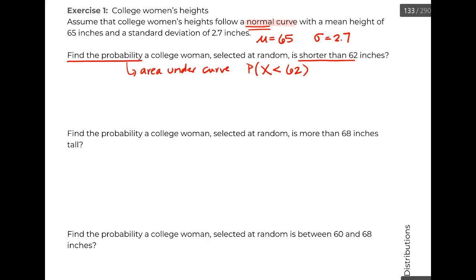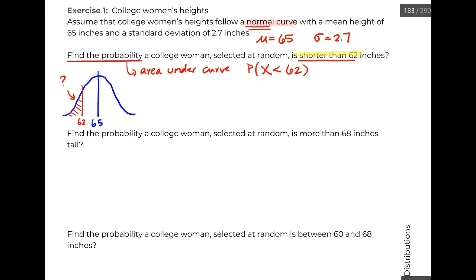Like I said, the thing I would do instead is draw your curve. You had the word normal, so we should be drawing a normal curve. Now we know the mean is 65, so instead of 0, we're going to write 65. And we're interested in, like we said, shorter than 62. So 62 is somewhere below 65, and shorter tells me that we want to shade to the left.